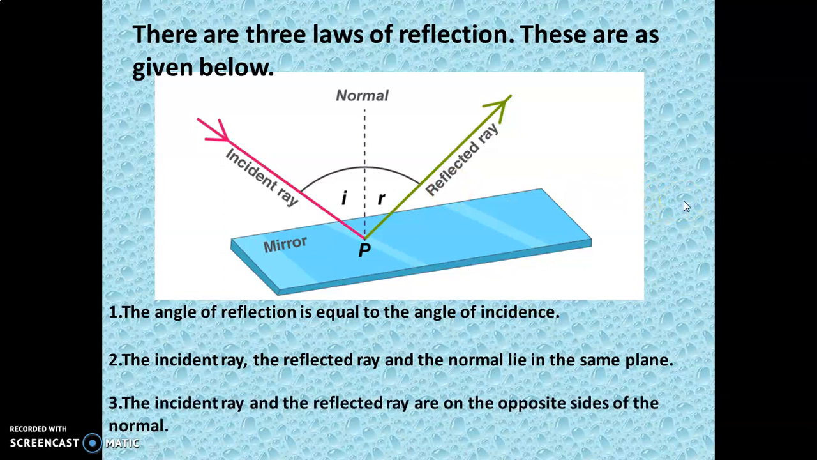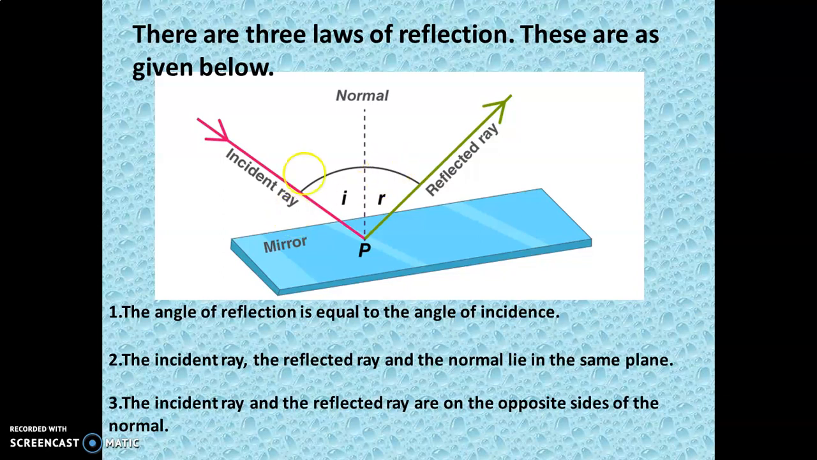And the third one is, the incident ray and the reflected ray are on opposite sides of the normal. Look at the incident ray. It is coming from this direction, and then the reflected ray is going in this direction. So this is one side of the normal, this is the other side of the normal. So the incident ray and the reflected ray are on opposite sides of the normal. Very important, you are going to learn these three rules by heart.